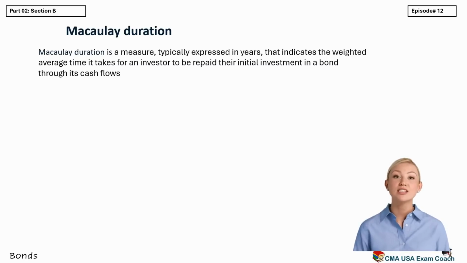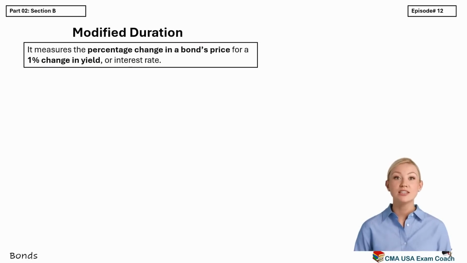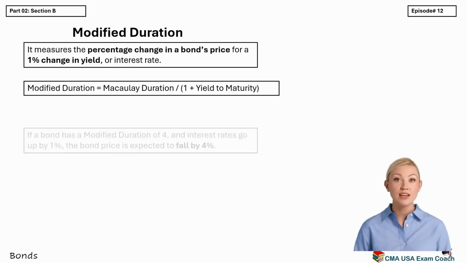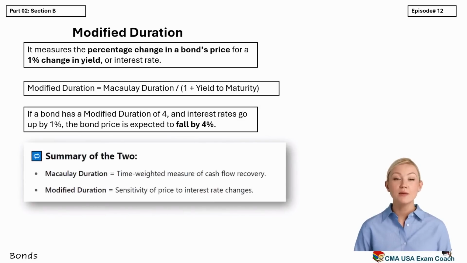Now, modified duration builds on Macaulay duration, but adds a risk dimension. It measures the percentage change in a bond's price for a 1% change in yield or interest rate. Formula: modified duration equals Macaulay duration divided by 1 plus yield to maturity. If a bond has a modified duration of 4 and interest rates go up by 1%, the bond price is expected to fall by 4%. Why does price go down? Because when market interest rates rise, existing bonds with lower coupon rates become less attractive, so their market value drops.